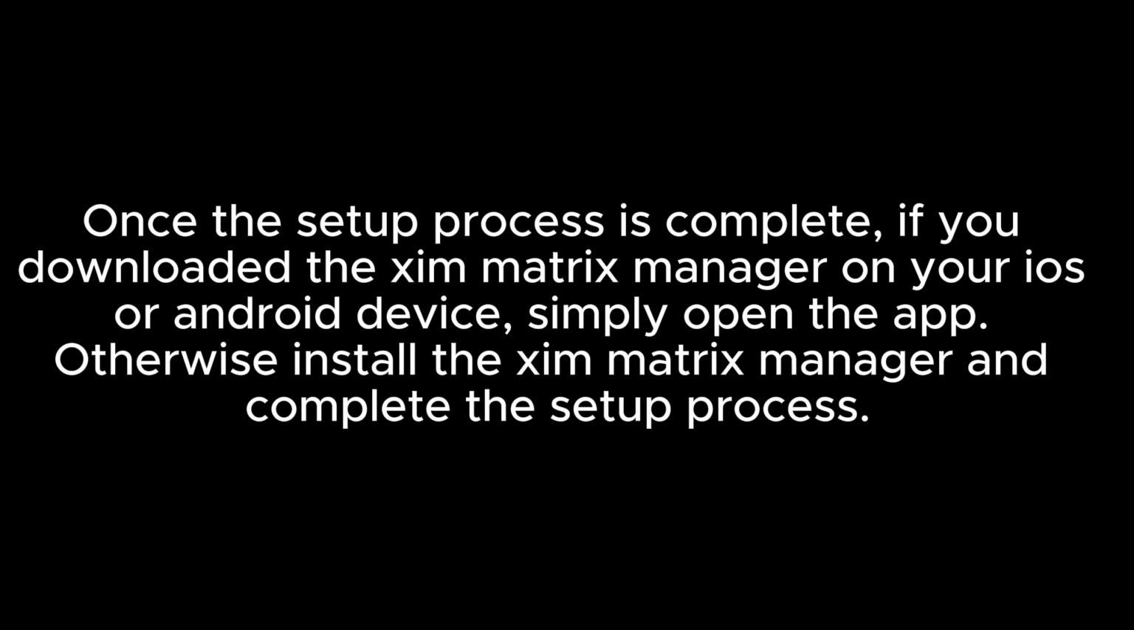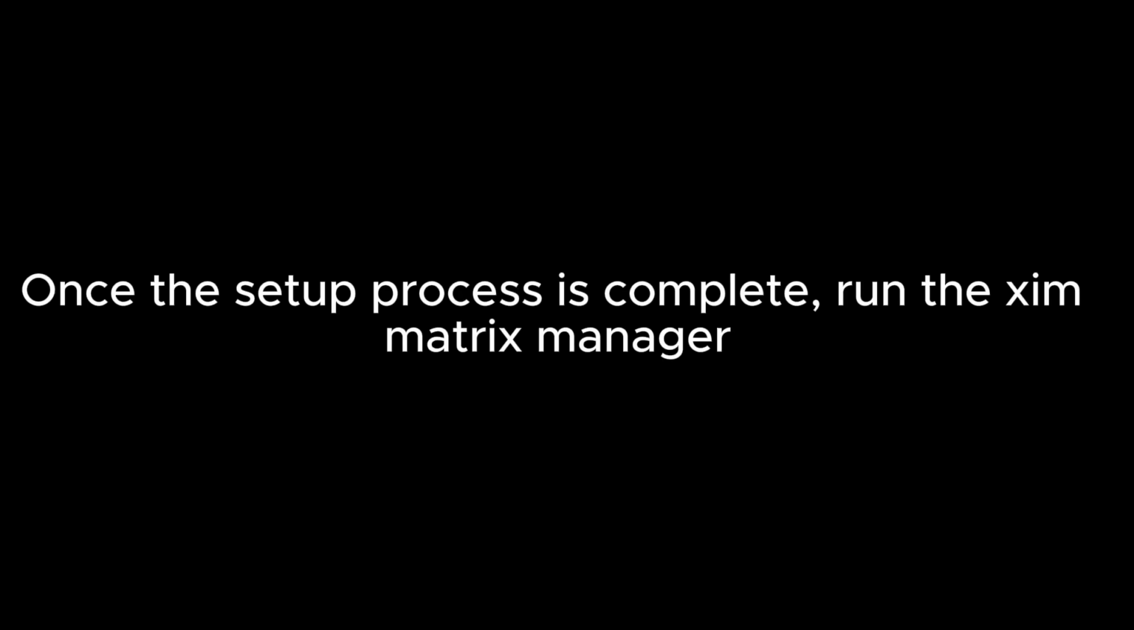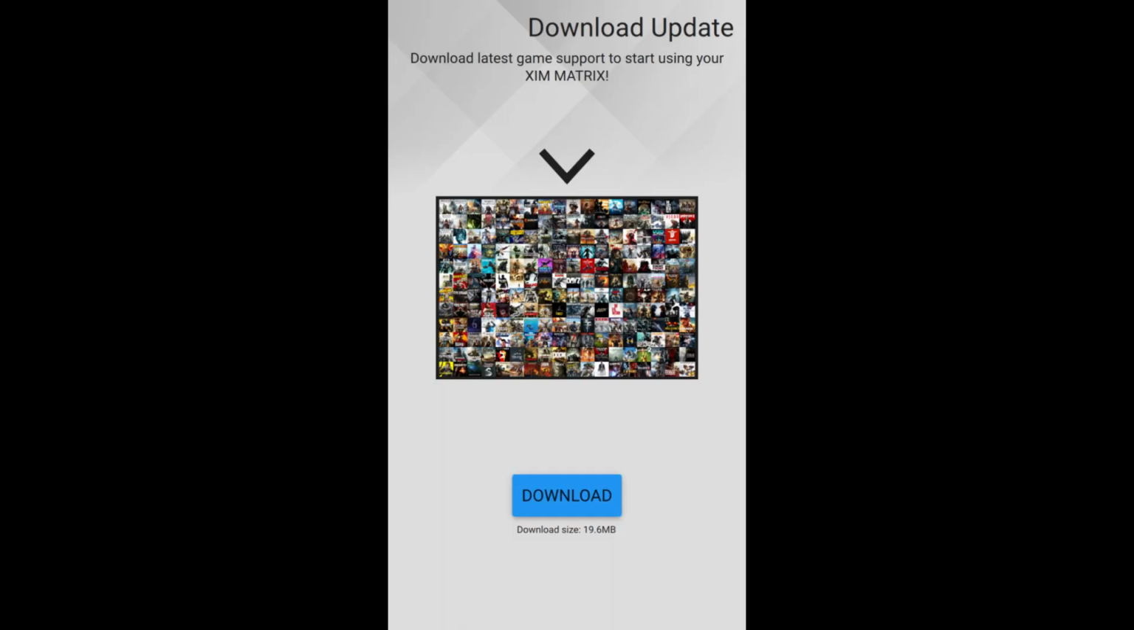Once the setup process is complete, if you downloaded the XIM Matrix Manager on your iOS or Android device, simply open the app. Otherwise, install the XIM Matrix Manager and complete the setup process. Once the setup process is complete, run the XIM Matrix Manager. When you run the manager for the first time, go through the Welcome and License Agreement screens. After that, click Download to get the latest game support.